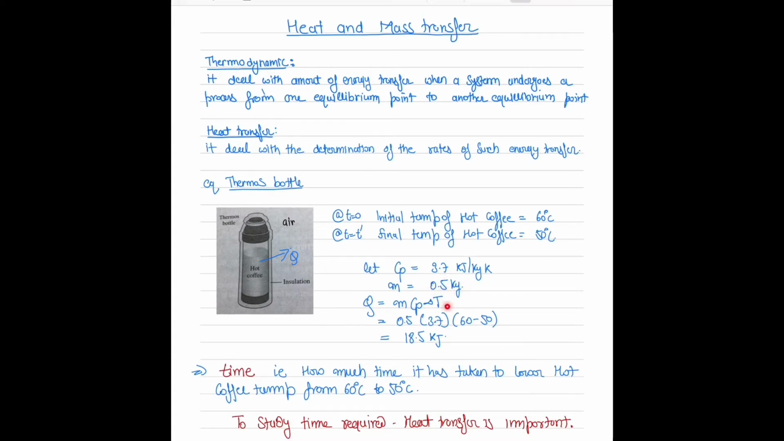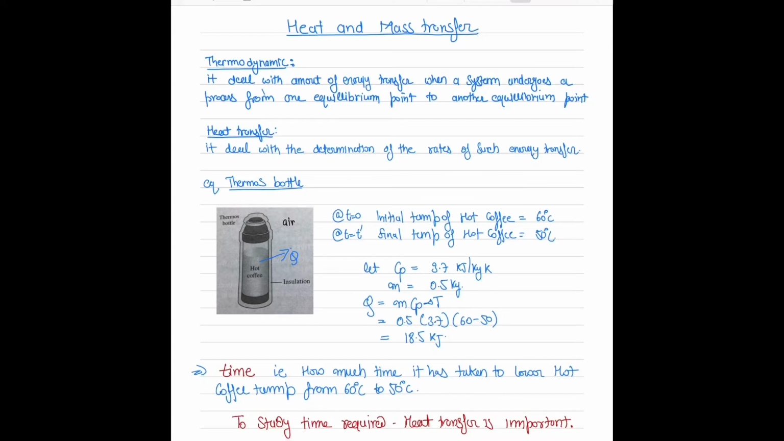If we substitute these values in our equation, we get a number of 18.5 kilojoules. That is, 18.5 kilojoules of energy has been transferred from the hot coffee to the air due to the temperature difference between the hot coffee and the air.